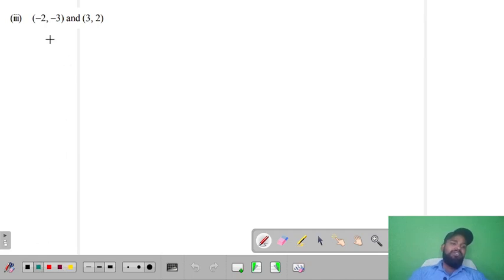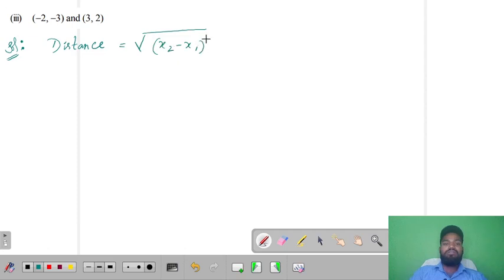The question gives 2 points: minus 2 comma minus 3 and 3 comma 2. So let us do this problem. First I write the solution. The distance formula is equal to the square root of x2 minus x1 whole square plus y2 minus y1 whole square. This is the standard distance formula.